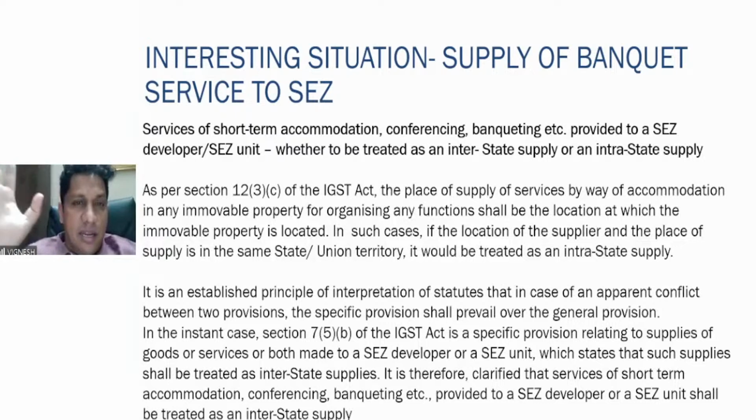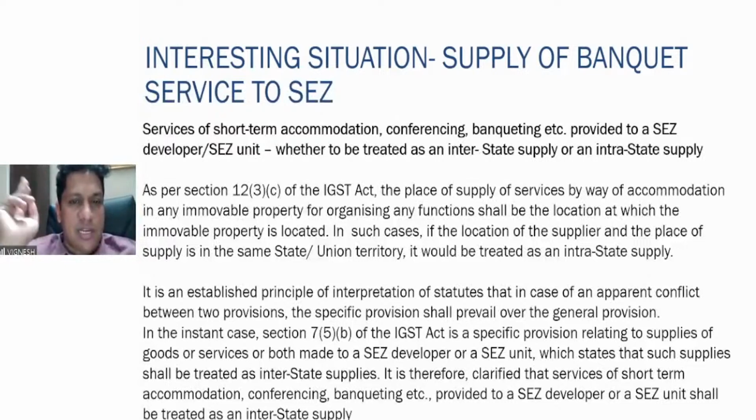It does not matter whether you are from Delhi or you can be from anywhere. The moment you go to Bangalore, Karnataka and stay in a hotel there, it is to be treated as an intrastate service. Location of supplier, the hotel, is there. Place of supply is the place of immovable property. This is what section 12 subsection 3C mentions. Now, special economic zone located in the same state. They take one hotel on hire in the state, take the banquet services. What is the situation?